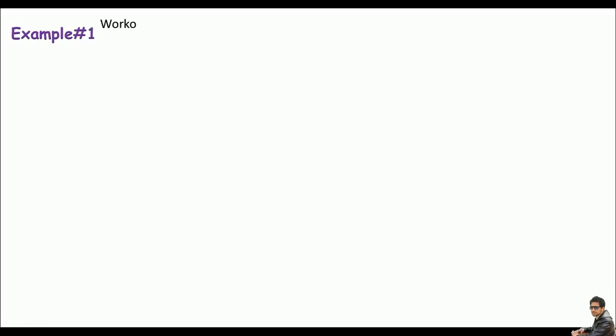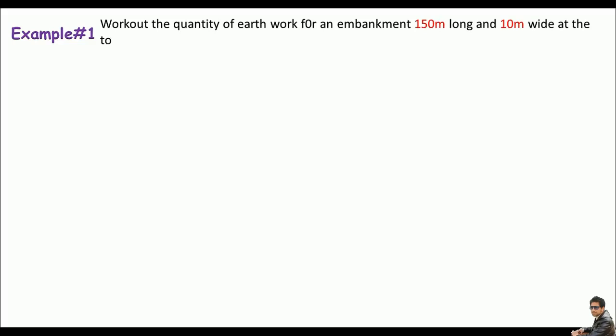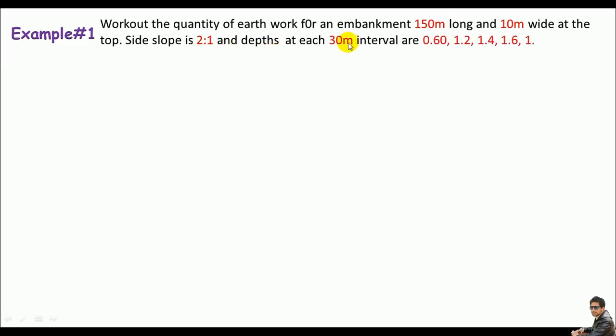Say we are asked to work out the quantity of earthwork for an embankment 150 meters long and 10 meters wide at the top. The side slope is 2:1 and the depths at each 30-meter interval are also given. I think the data is quite enough to calculate the earthwork, so I'll come straight to the solution.